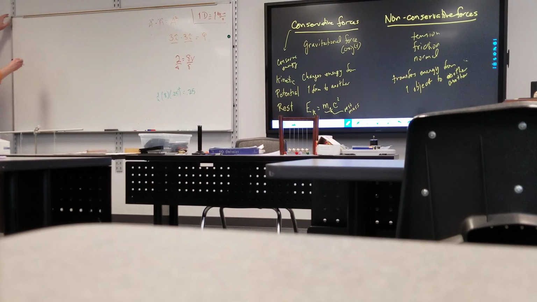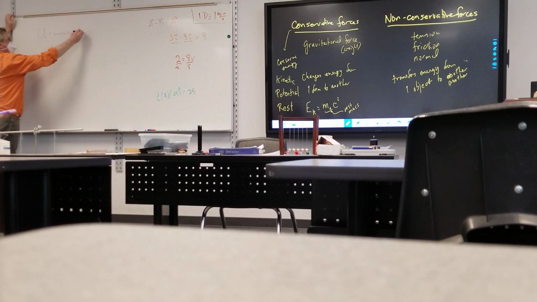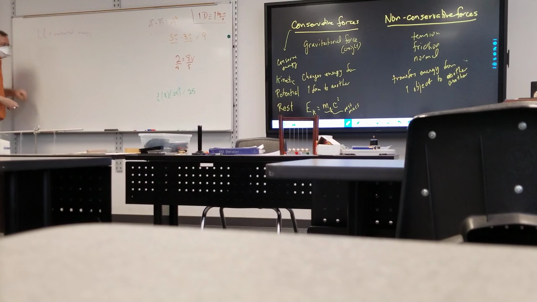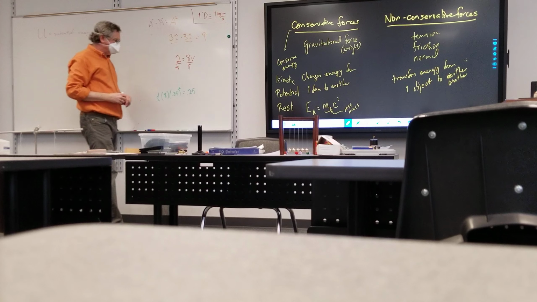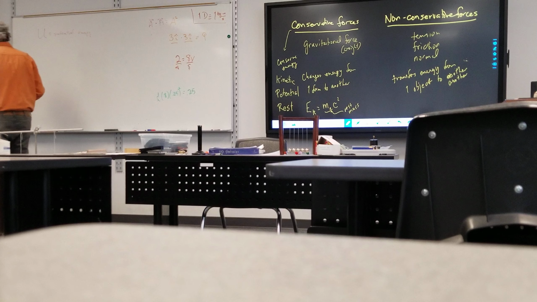Potential energy formulas. The symbol for potential energy, of course, is a capital U. I think your text wants to use capital PE. Let's just do it right.